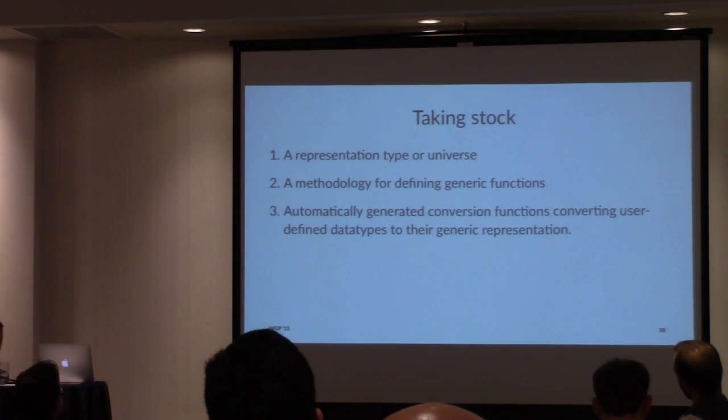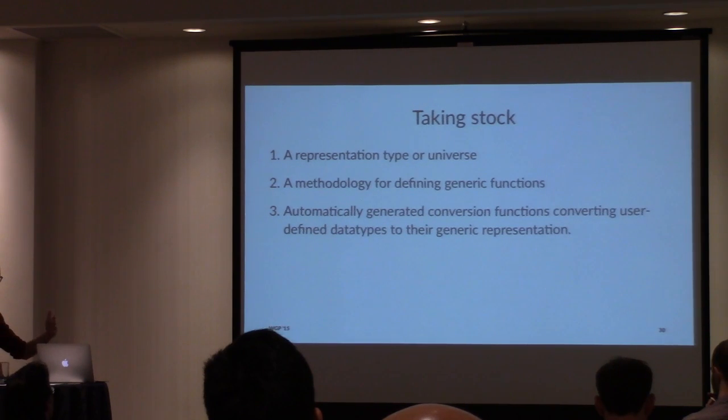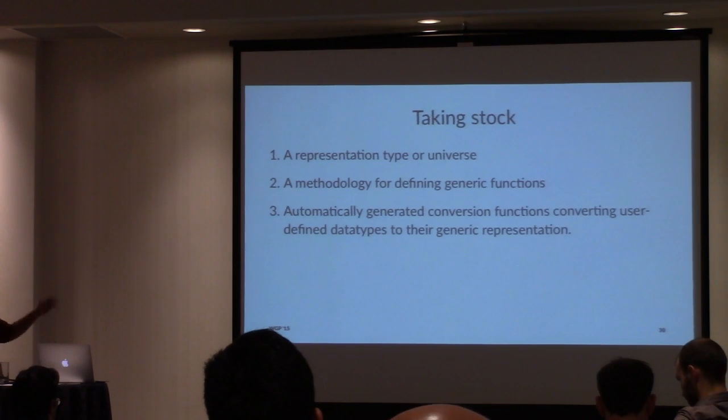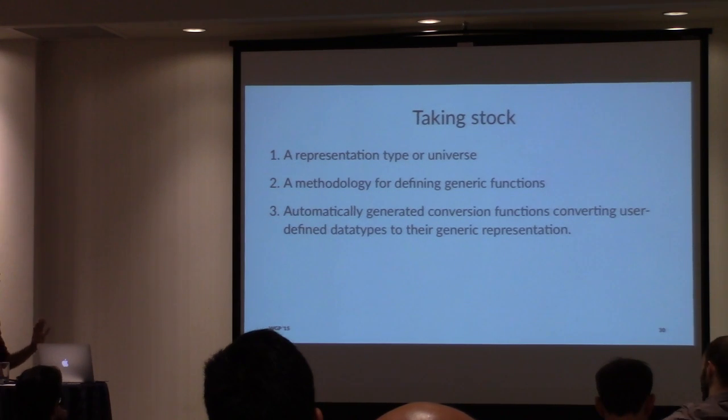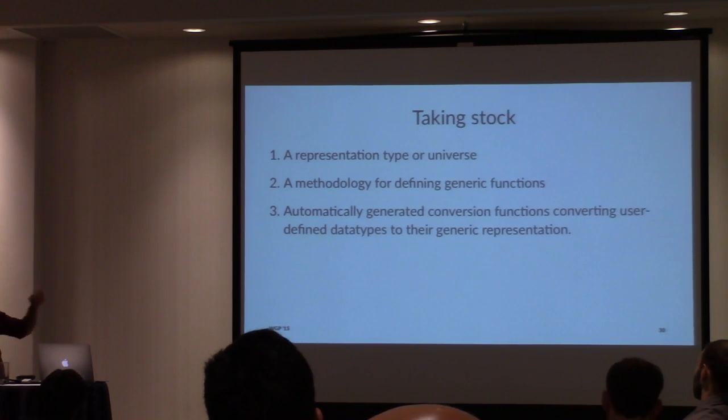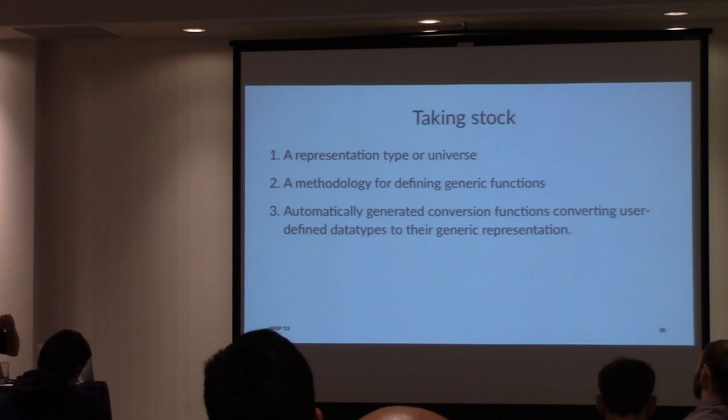So, good news, we've managed to knock off these 3 bullet points. We have a representation type using classes. We have a methodology for defining generic functions using this fold meta class, which handles a lot of the tricky overloading for us. And we have automatically generated conversion functions converting user-defined data types to their generic representation. And as a user, if I want to define new generic functions, I don't have to touch any of the reflection stuff at all, right? I just have a few clear definitions I need to provide, and then all the magic happens for us.